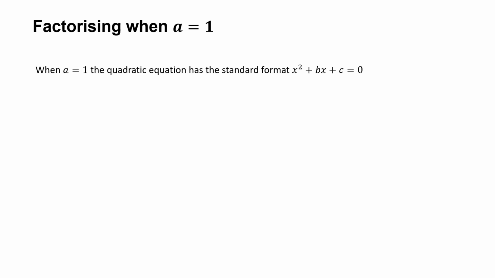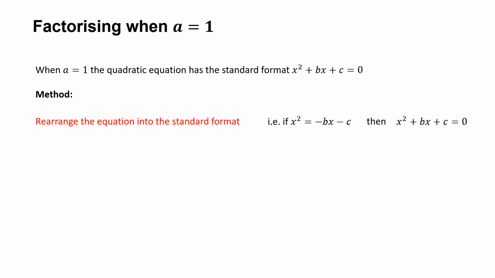So how do we deal with this? If we were to substitute 1 instead of a, the quadratic equation standard format becomes x squared plus bx plus c equals 0. So what is the method for dealing with this? Well, first things first, we need to rearrange the equation into the standard format. So this is where we have x squared plus bx plus c equals 0.